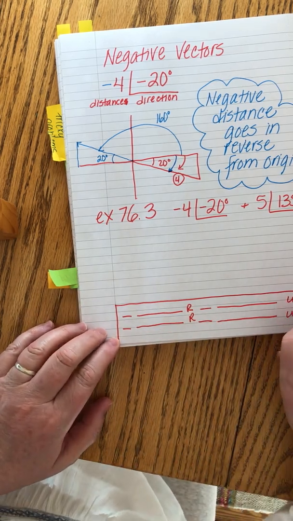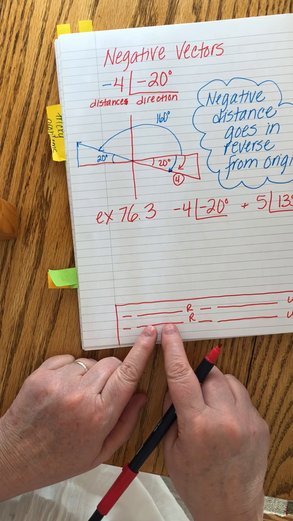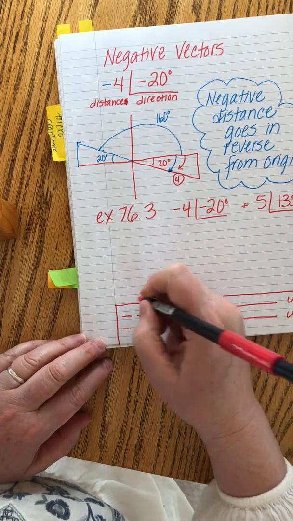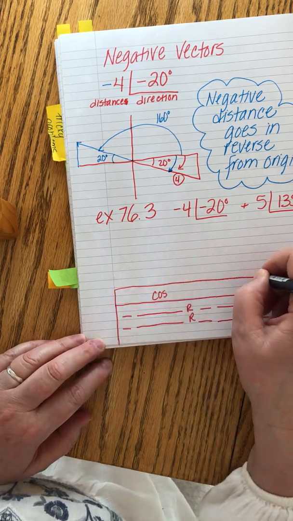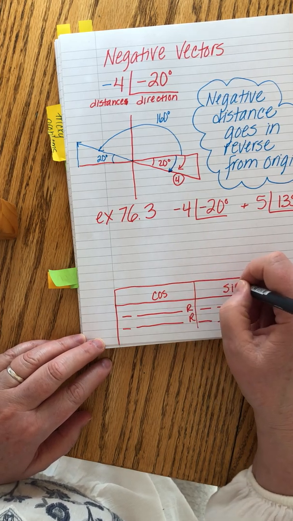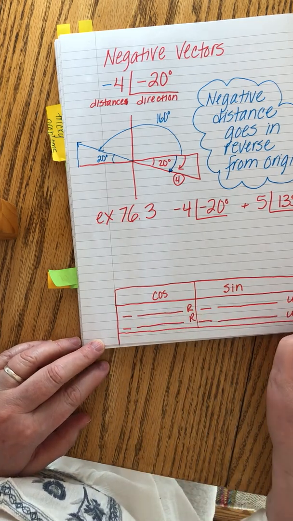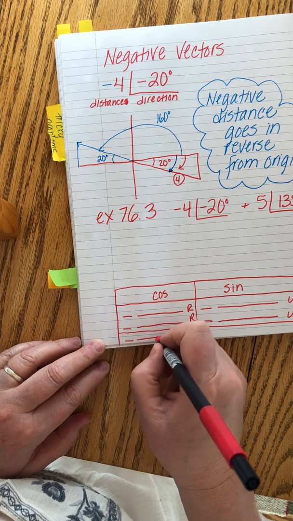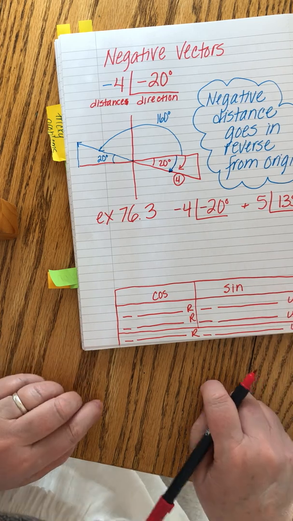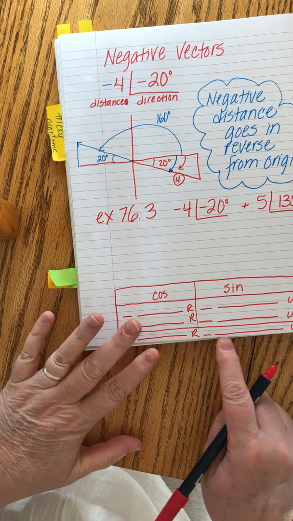To get the right value, that'll be the adjacent side, so that will be cosine. This will be sine. We use cosine to find these, and we use sine to find these. Then we will add them together to find our new answer. That's gonna be really crowded. I don't like that at all. But that's what we'll do.